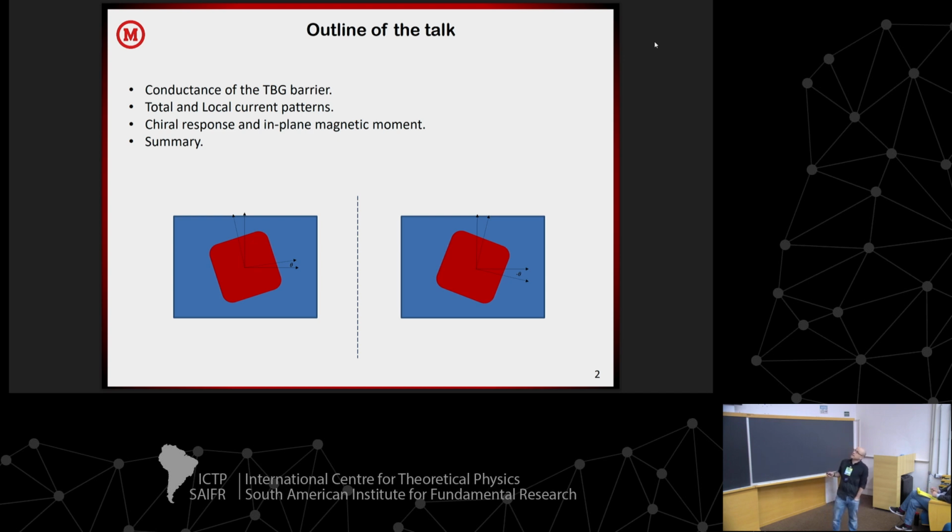First, we have to characterize our molecule from the point of view of transport. Since we are after the magnetic response, we have to look at the total current and the local current distribution, because we are looking for current loops that produce the magnetic moment. Then we try to explain this response in a more general language. And finally, I will reach the end and summarize our results.